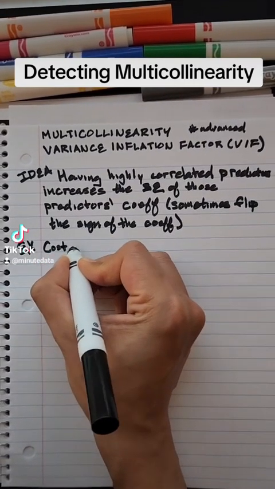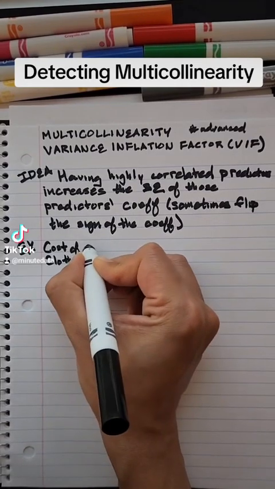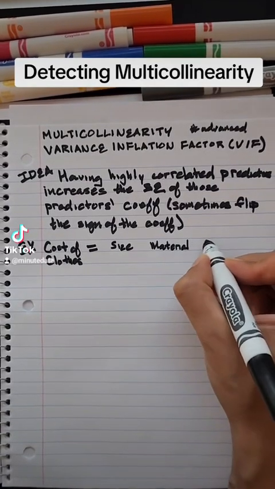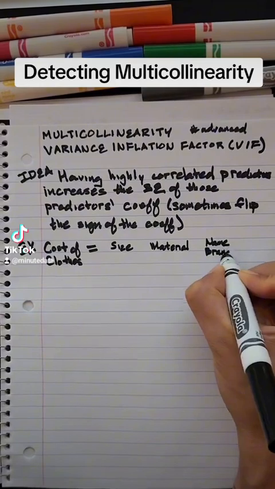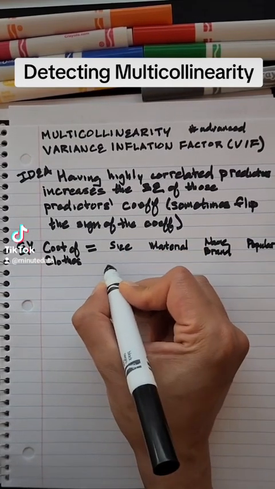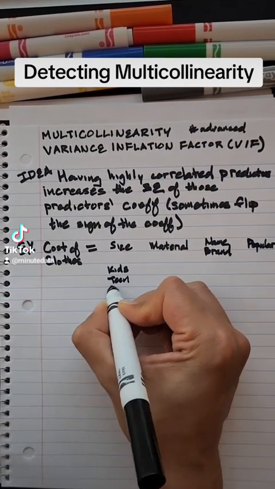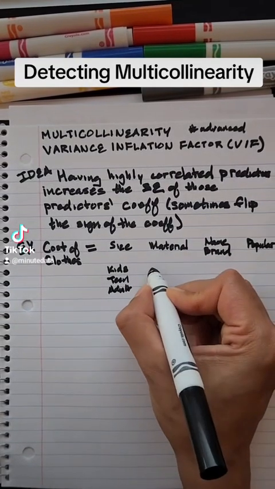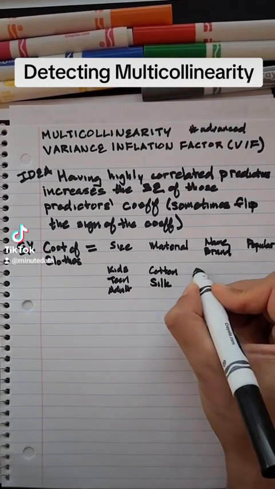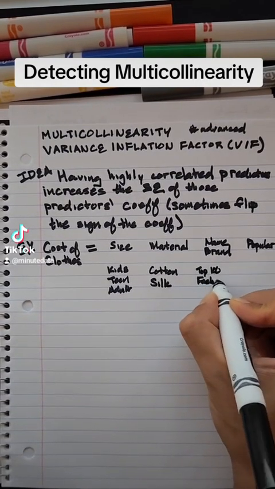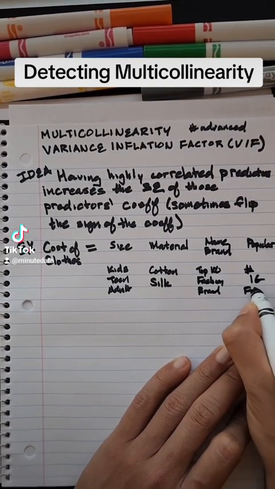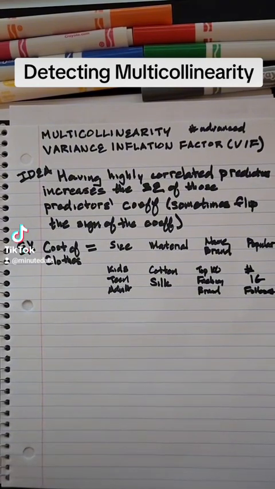Let's say we're trying to predict the cost of clothing, and it's going to be based on size, material, whether it's name brand, and popularity. Let's keep it simple: size comes in kid size, teen size, adult size. Material is cotton or silk. Name brand is an indicator variable on whether it's a top 100 fashion brand. And for popularity, let's say we're measuring it by number of Instagram followers. So that's our example scenario.